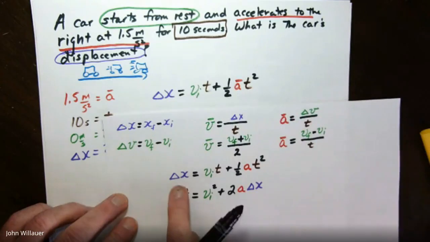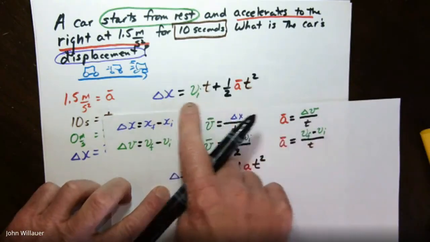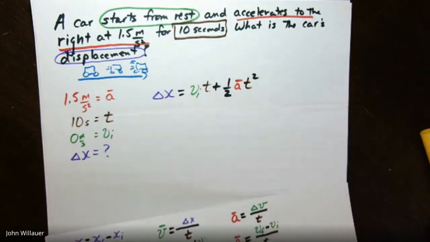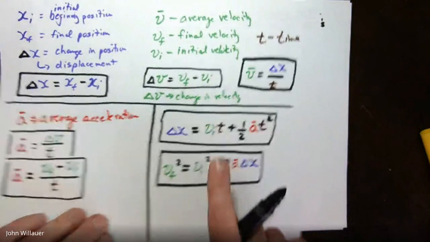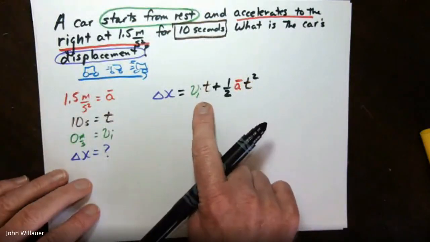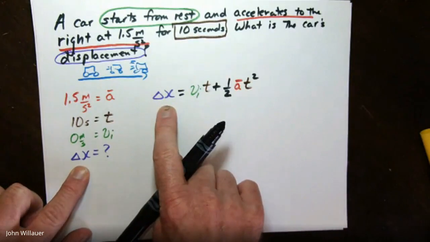So notice all I've done here is written this expression right here, okay? Where did that expression come from? That was one of those new ones that I gave you. It's this expression right here. And I've written it down there. So I don't have to rearrange this one here because I'm looking for displacement.